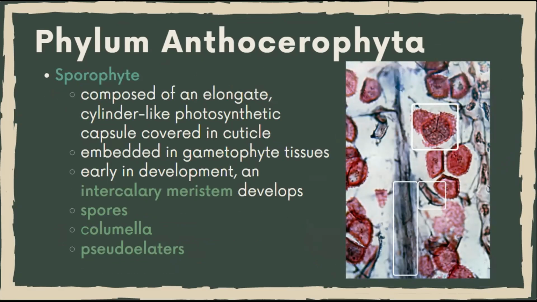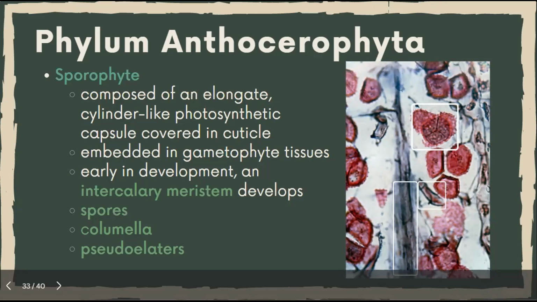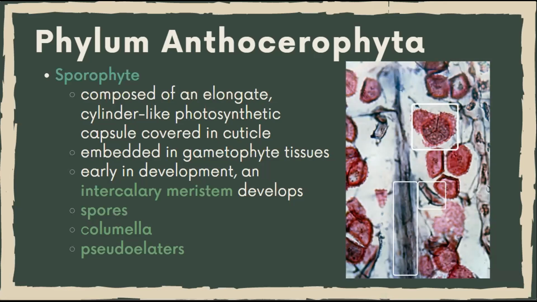The sporophyte is composed of an elongate cylinder-like capsule that is covered in cuticle. Unlike other bryophytes, it lacks a stalk. Early in development, an intercalary meristem develops. This part continues to develop as long as conditions are ideal, and this facilitates the elongation of the capsule. In the center is the columella, which provides support for the entire structure. And near the spores are pseudoelaters, which resemble the elaters of liverworts but without the spirals. It is hypothesized that this part is used to provide nutrition to the hornwort before capsule dehiscence and will eventually aid in dispersal upon the spores' maturation.